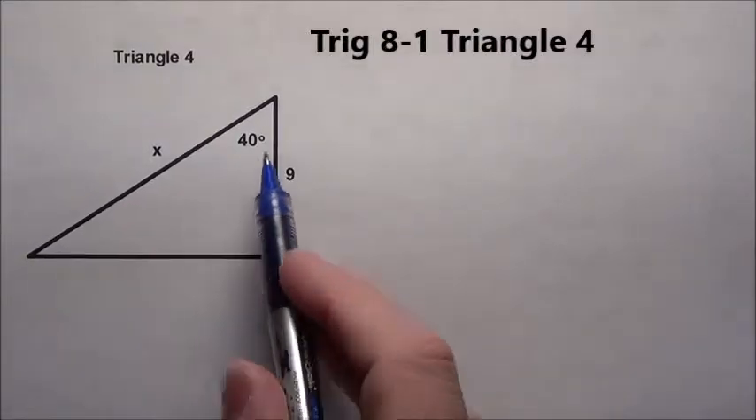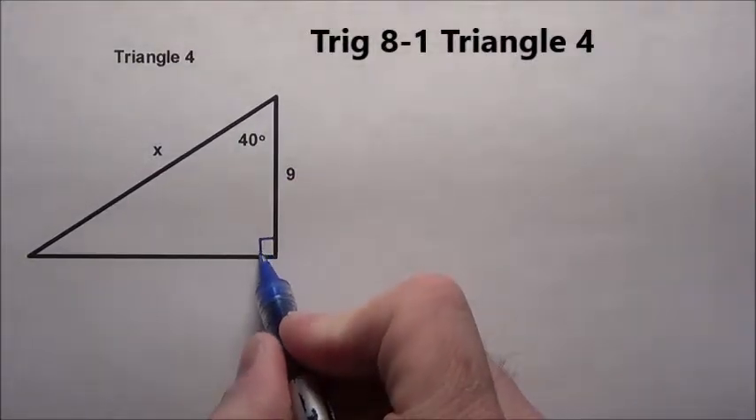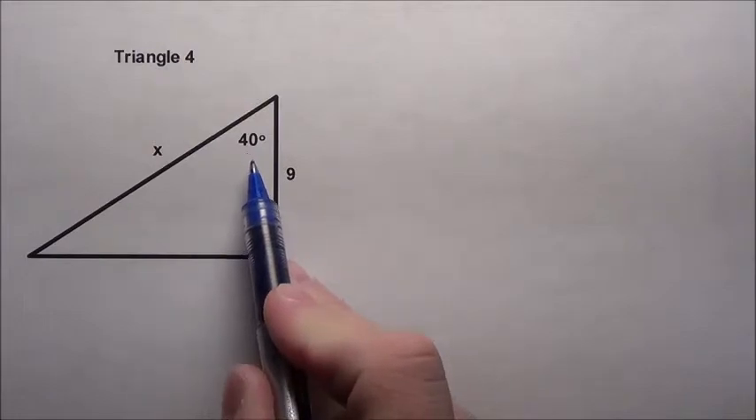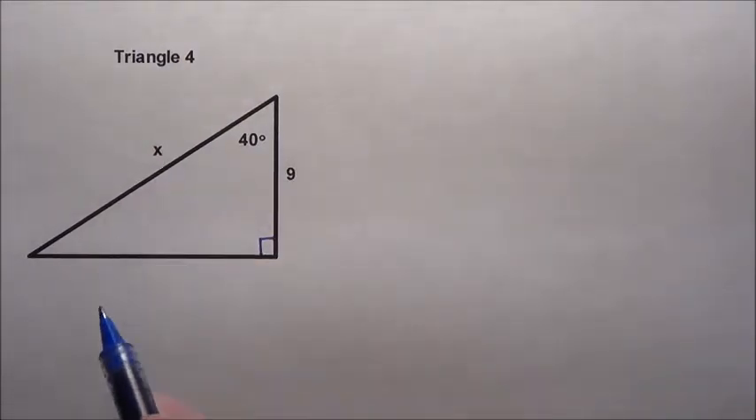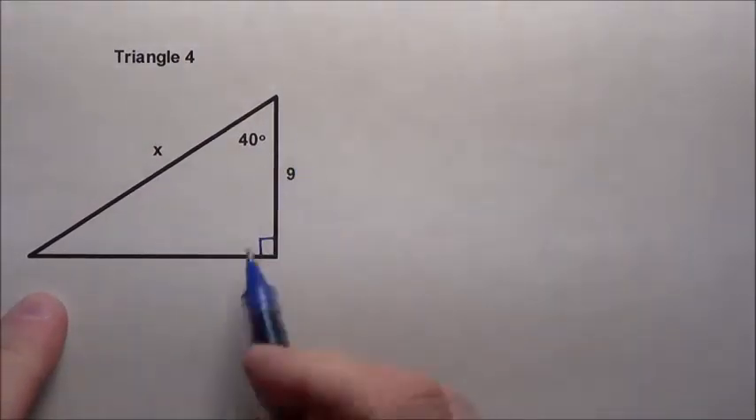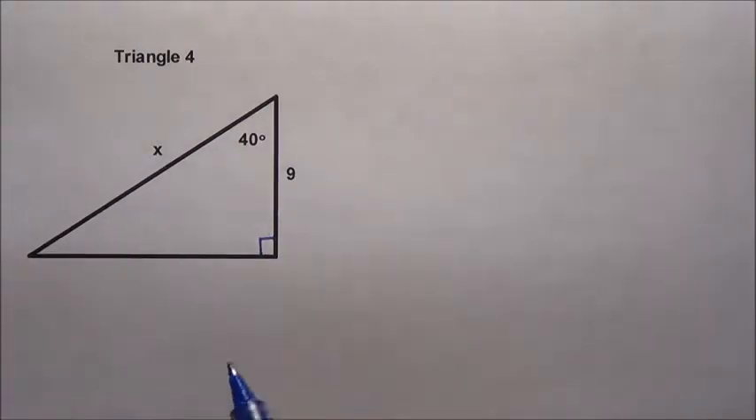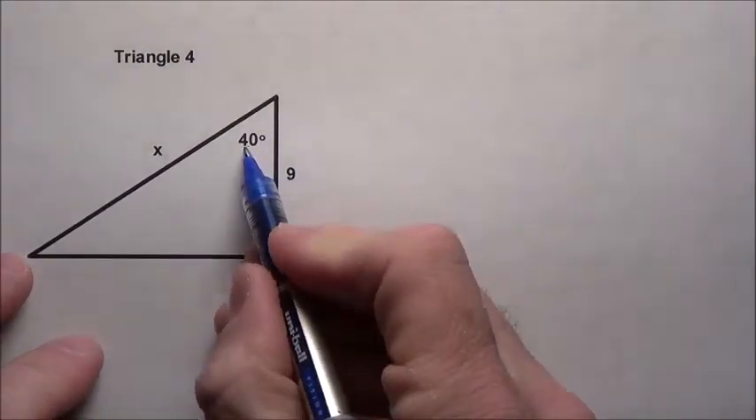All right, we have this right triangle right here. So we've got a right angle right here. And it gives us 40 degrees, and it wants us to find this x. Well, let's first, to do this with a right triangle, trying to find a missing side, let's label what we have. We have an angle up here.